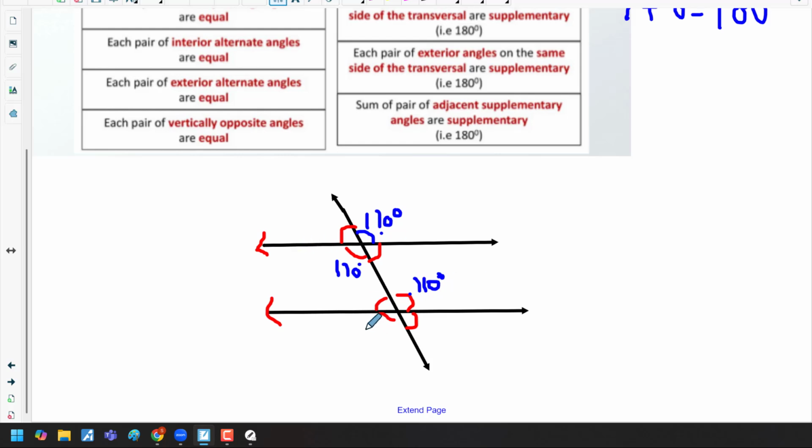Remember, I can use Z pattern there. And this is also 110 degrees, the opposite angle theorem. So I have my 110 degrees.